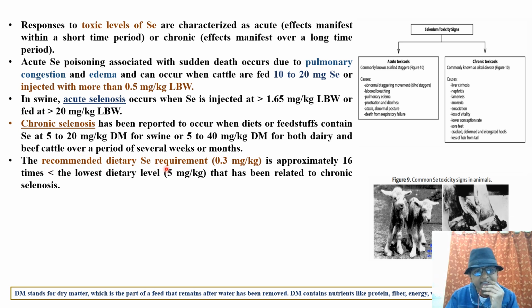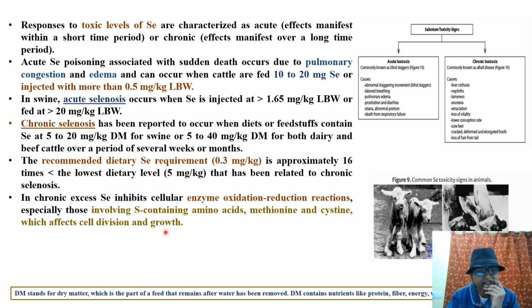The recommended dietary selenium requirement is 0.3 mg per kg, approximately 16 times lower than the dietary level of 5 mg per kg that is associated with chronic selenosis. In case of chronic excess, this is again a very important point because it discusses the mechanism of toxicity, how it is causing it.